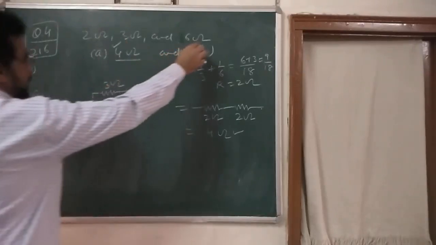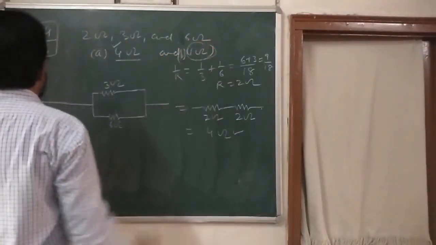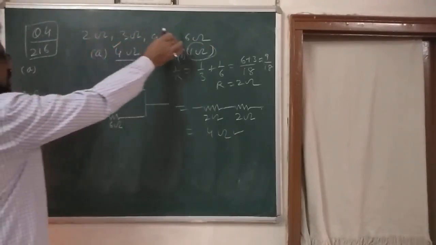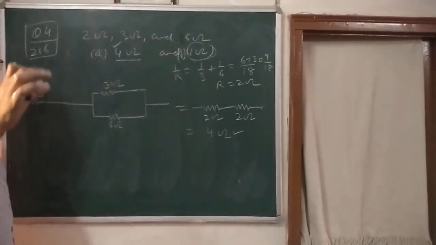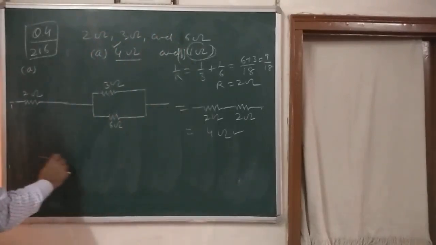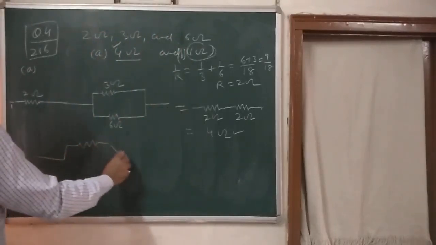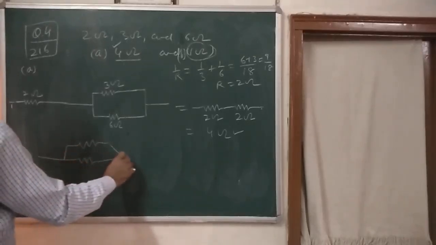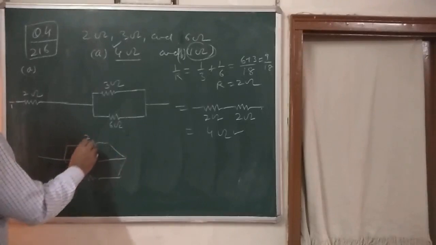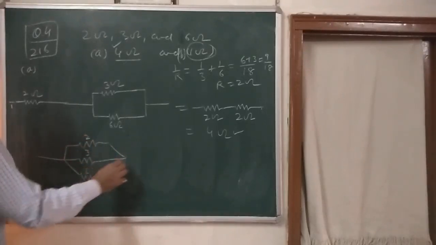In the second part, we want to get 1 ohm out of these 3 resistors. So what do we have to do? All these 3 resistors get connected in parallel. Then we get it in this manner. Here is 2, here is 3 and here is 6.